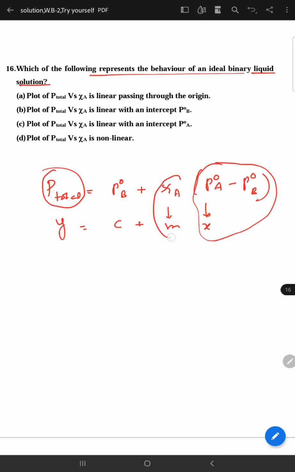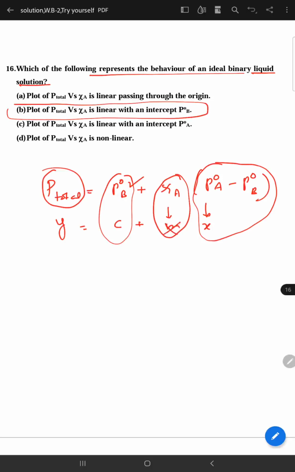So the slope of the graph is P naught A minus P naught B and the intercept is P naught B. Therefore the Raoult's law equation for an ideal solution resembles the equation for a straight line, with y-intercept P naught B, and the graph will be a straight line. So therefore, it should be option B, the P total versus chi A graph.